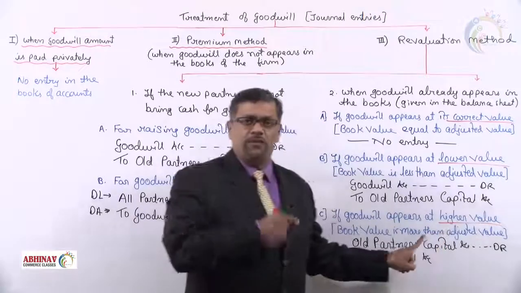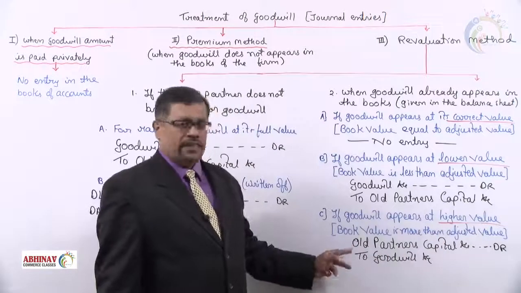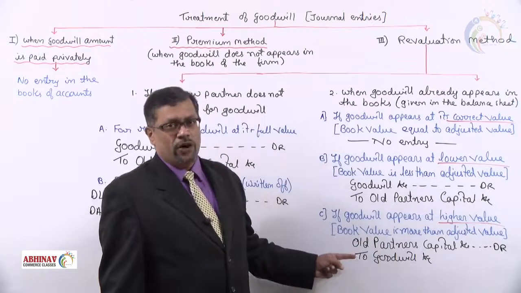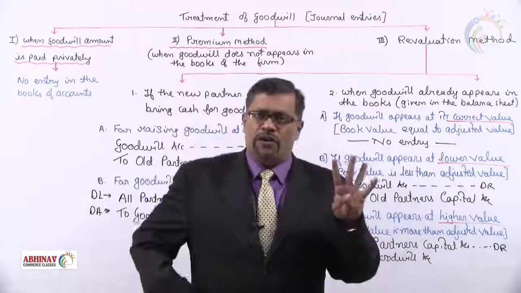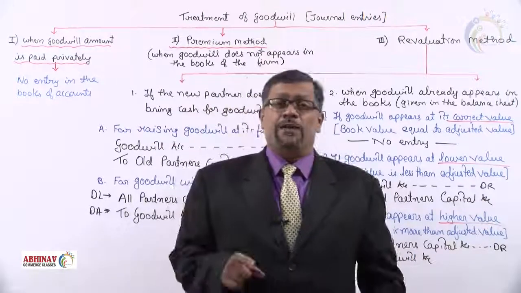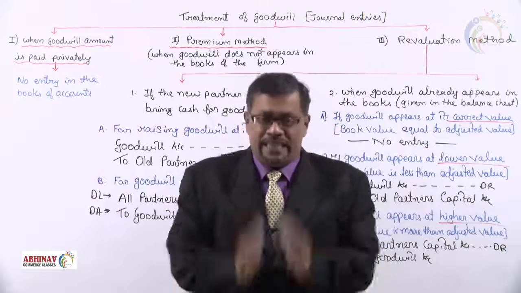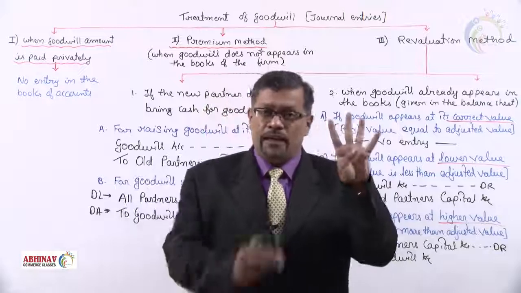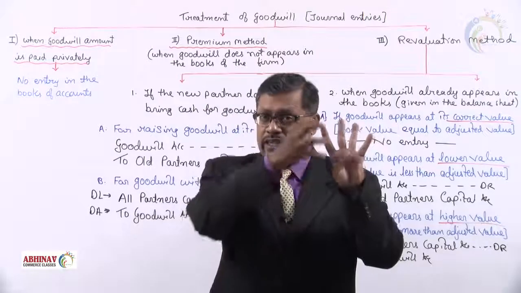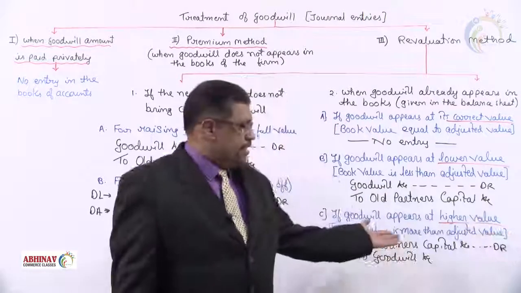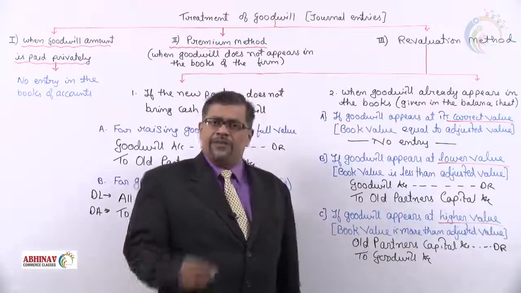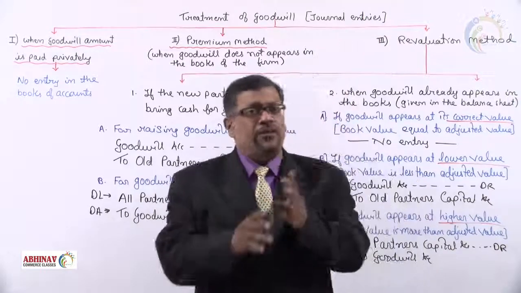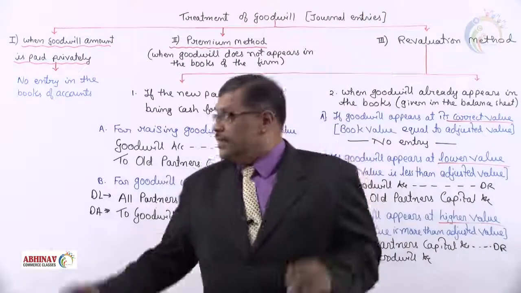For that 15,000 we should pass the reverse entry: old partners account debit to goodwill, as if it is withdrawn. See, in the balance sheet it is 40,000, but in the adjustment it is 25,000. That means now the value of goodwill must be 25. It's already 40. We have to decrease 15,000. How to decrease? Withdraw that. Old partners account debit to goodwill account. So when we start the problems on admission, one has to be very careful with all these things.